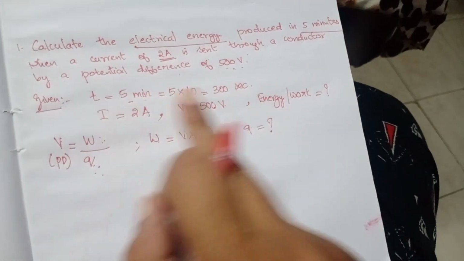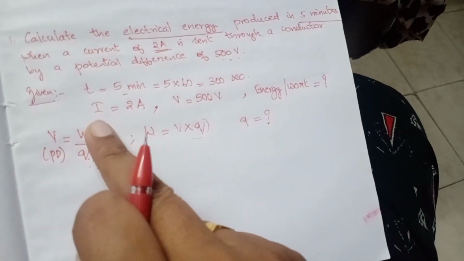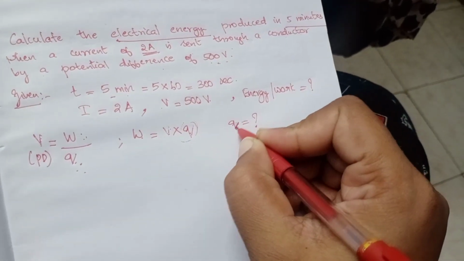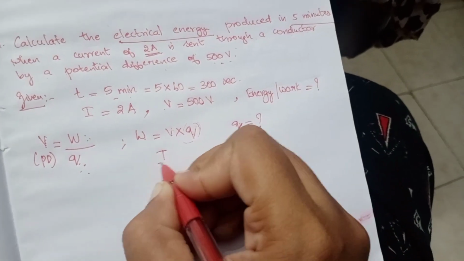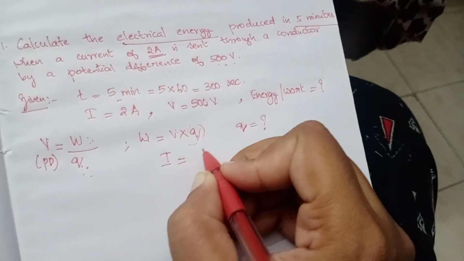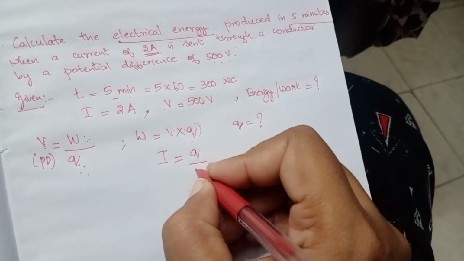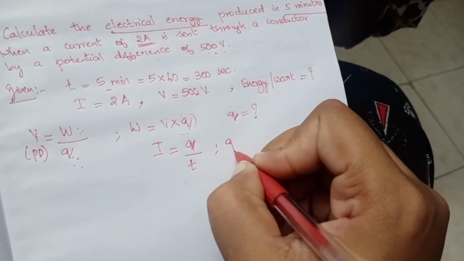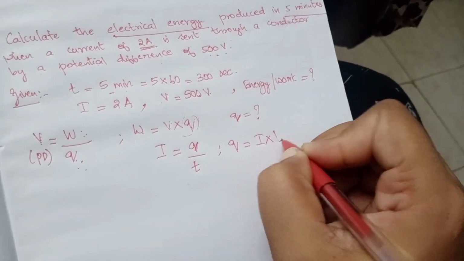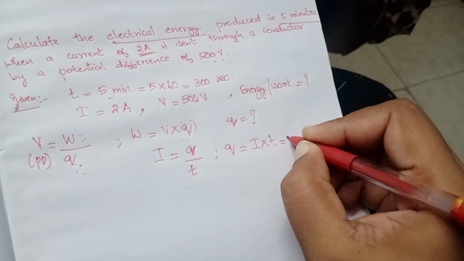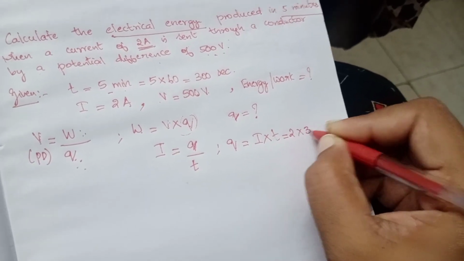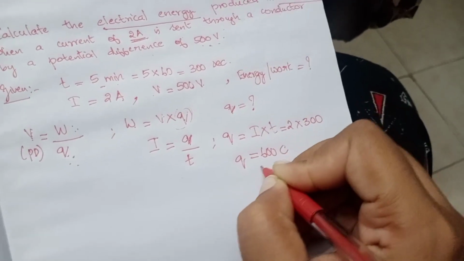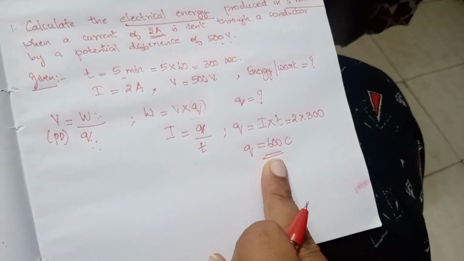Okay, so let us analyze this question. What are the given data? Again, we have the value for current and the value for time, but we need to find out the value for Q. So we have another equation for current, right? We have studied current is equal to Q by T, or the rate of flow of charge is called current. From this, how can we write the value for Q? Q is equal to I into T. The value of I is given as 2 and the T value is 300. So we can write Q is equal to 600 Coulomb. The value of Q is 600 Coulomb.